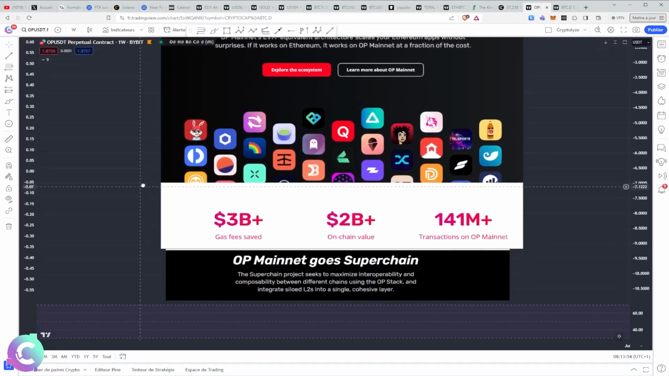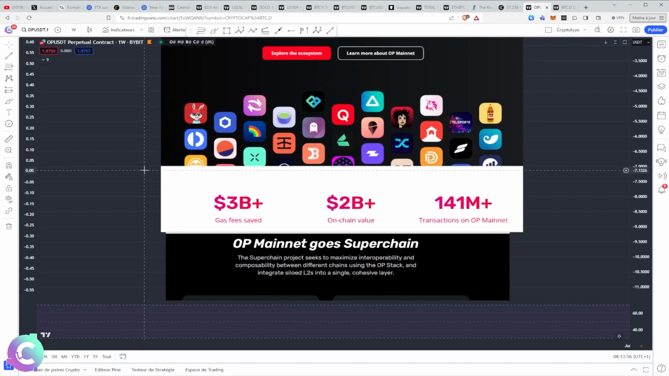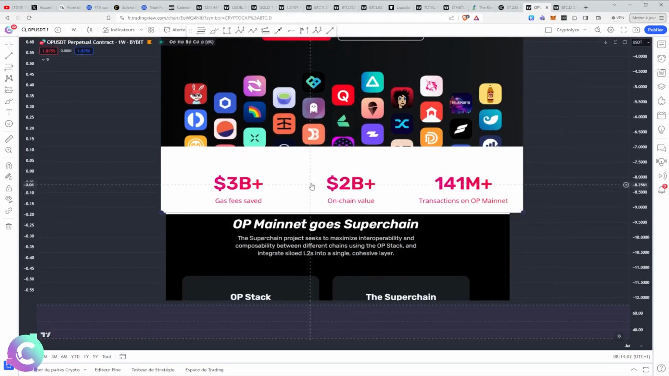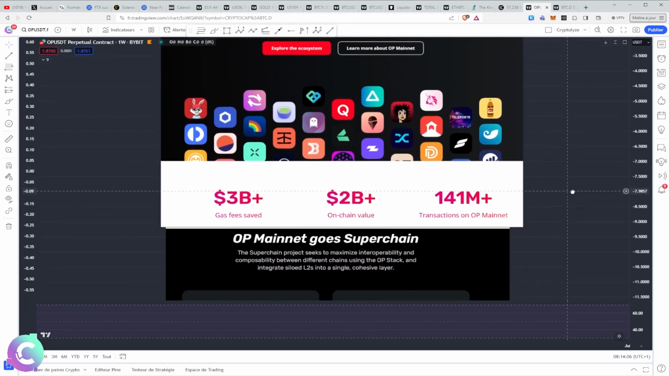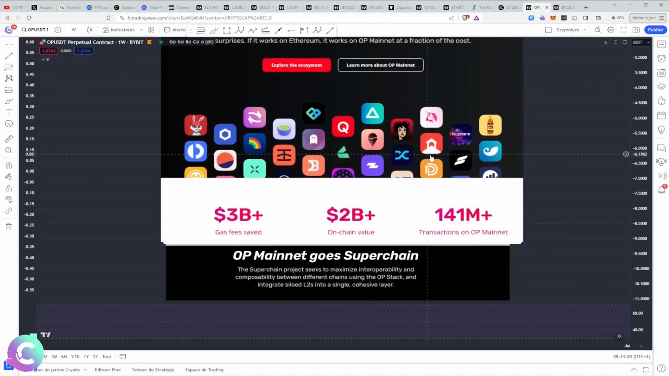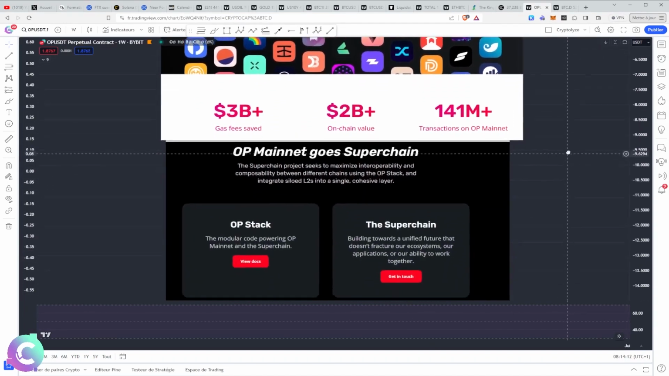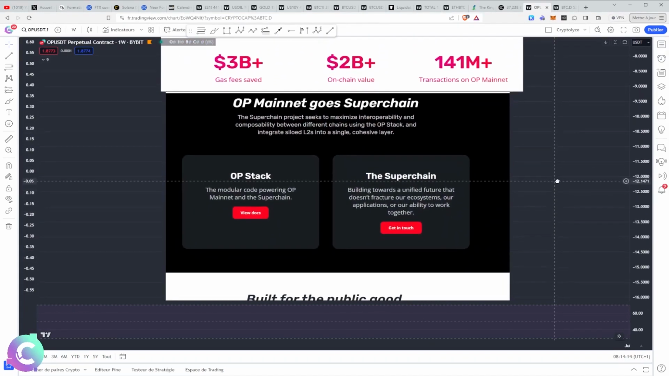Besides, Optimism has an advantage, which is that it is still relatively developed in terms of ecosystem. We already have almost more than 2 billion on-chain. We have next to 141 million transactions that have been carried out. We have big protocols like SNX, which are on it. We already have all the big ones that came to settle in, so classic Aave, etc.